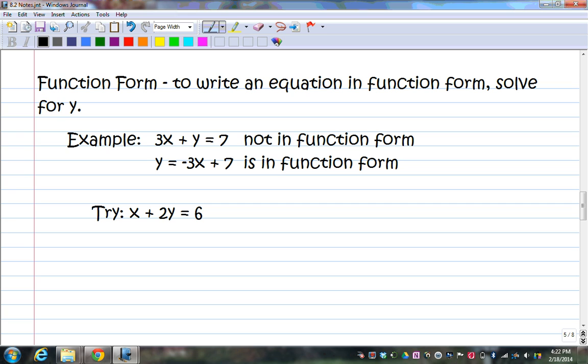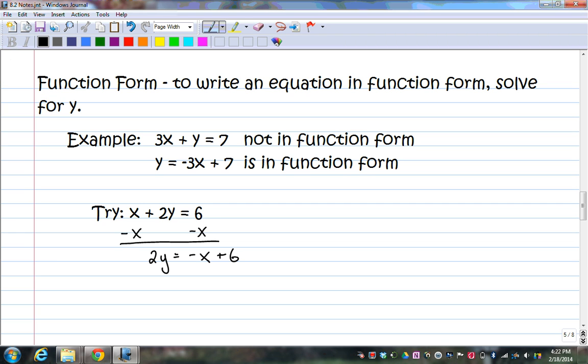Okay, hopefully with this one, you said, all right, well, the first thing that I need to do is I need to get rid of that x. So I'm going to subtract x from both sides. What's left over on the left side is 2y. On the right side, then, I can't combine these because they're not like terms. So I have negative x and a positive 6. I wrote it like that because I want my variable first.